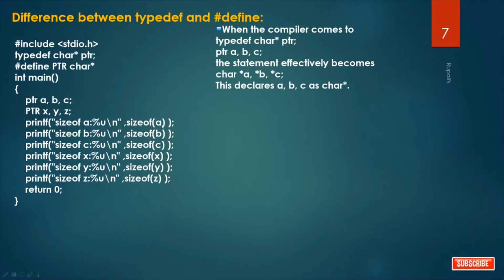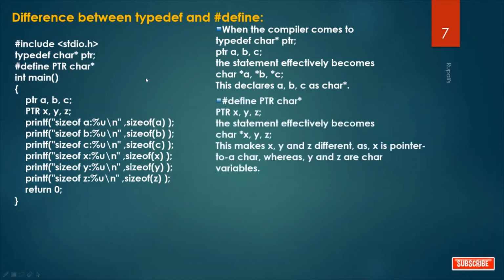So a, b, c are declared as char star. So when I want to print the size of a, size of b, size of c, they are all character pointers. Pointer is an integer. Pointer takes how many bytes in memory? Because it is integer, it takes 4 bytes in memory. So when I want to print a, b, c, it gives 4 bytes.